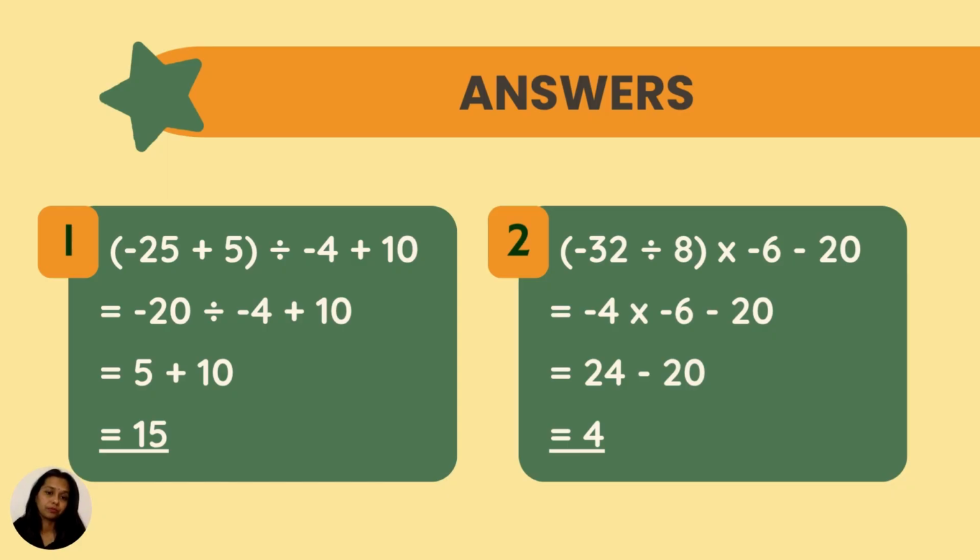Let's look at number 2. We're working with the brackets first. We've got negative 32 divided by 8. If we divide them out, we're going to get a negative 4. Then we're going to multiply with negative 6, minus 20 in that step. Next, we have to do multiplication. Since we don't have any more division sums, multiplication is next on your order of operations. So negative 4 times negative 6 gives us positive 24. Then we minus the 20, which is our final step, and we get 4.